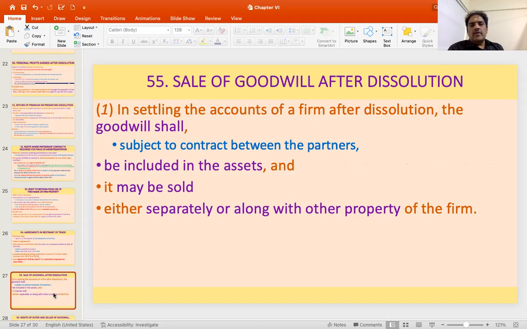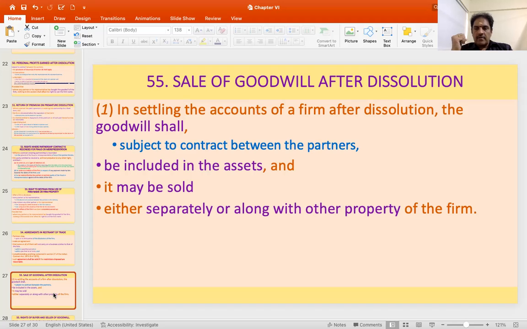Then sale of goodwill after dissolution. While settling the accounts of the firm after dissolution, the goodwill shall, subject to contract between the partners, be included in the assets, and it may be sold either separately or along with the property of the firm. So here, goodwill is an intangible asset. It is the reputation that you gain out of being in business. So it's an asset because it has value, brand name. What could be done in respect of goodwill is that it could be included in the assets subject to contract between the partners. And as with any other asset, it could be sold, either separately or along with the property of the firm.